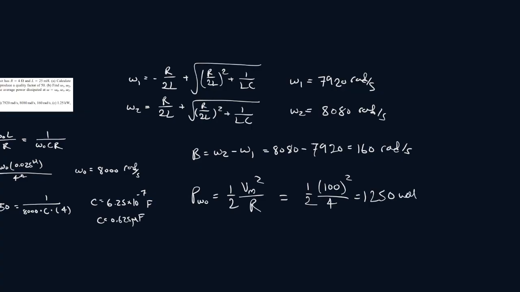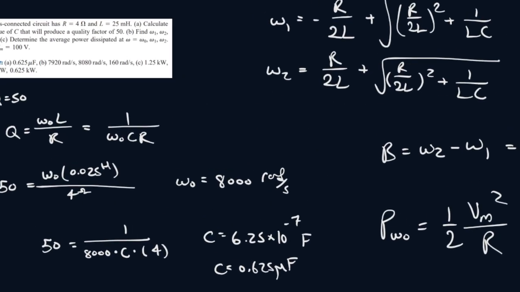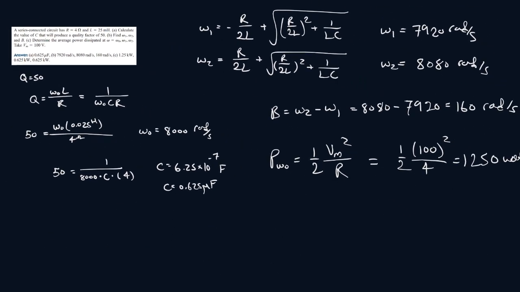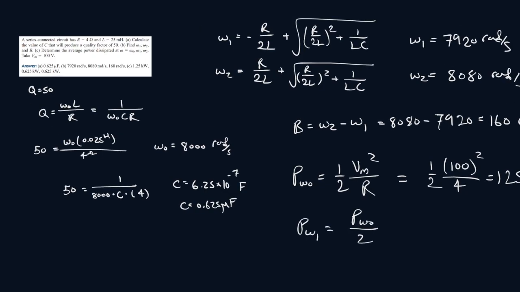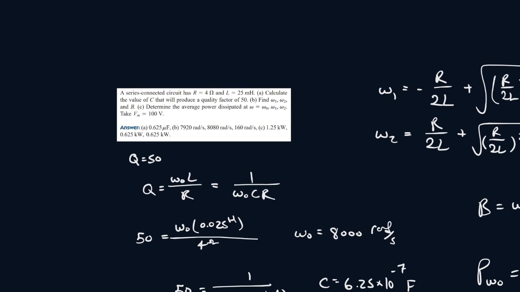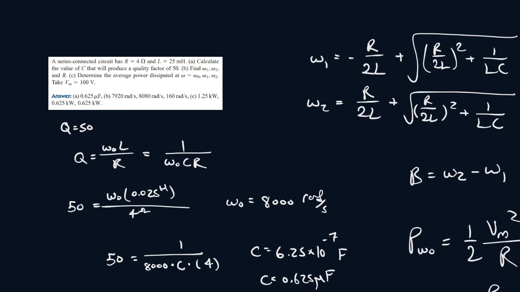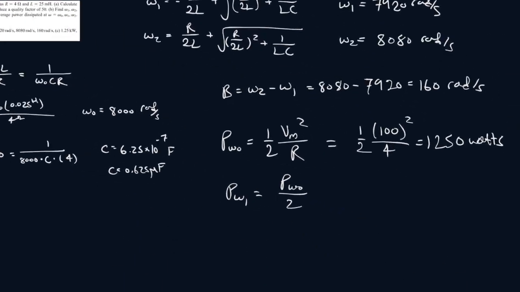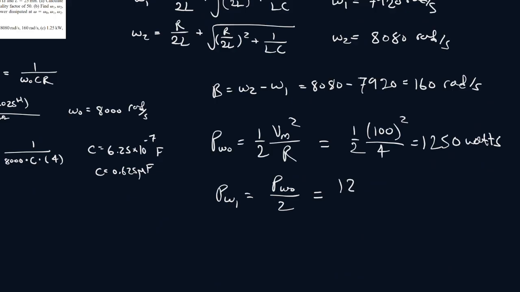1,250 watts. Now, for W1 and W2, the power for W1 will be equal to the power at WO over 2, because W1 and W2 are the half power frequencies of WO. So it'll just be 1,250 all over 2, which gives you 625 watts. And the same goes for W2.